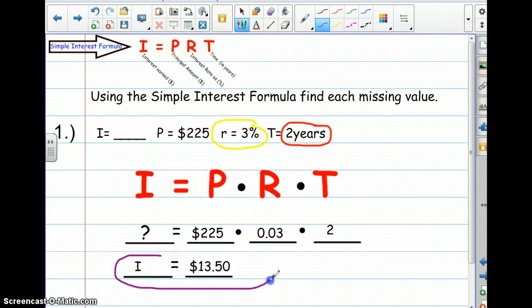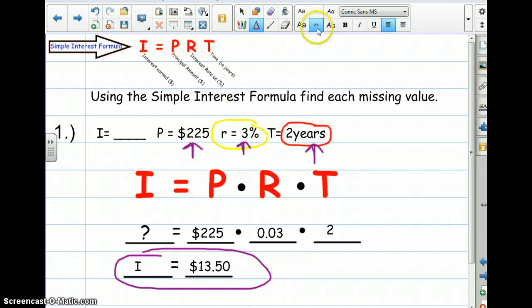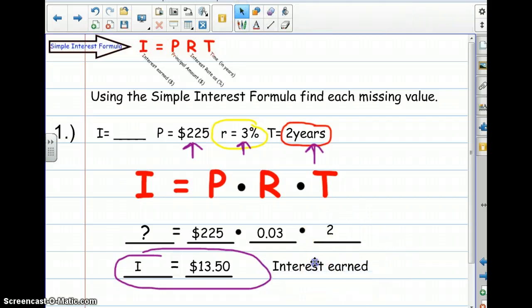So therefore, this is what this problem actually says. This problem says that if I put in $225 and I earn an interest rate of 3% for 2 years, at the end of those 2 years, the bank will give me $13.50 as interest earned. Pretty cool. Not very much, but nonetheless, it's still cool. I didn't have to do anything other than deposit the money that I had. Okay? Alright, we're going to go on to our next one.